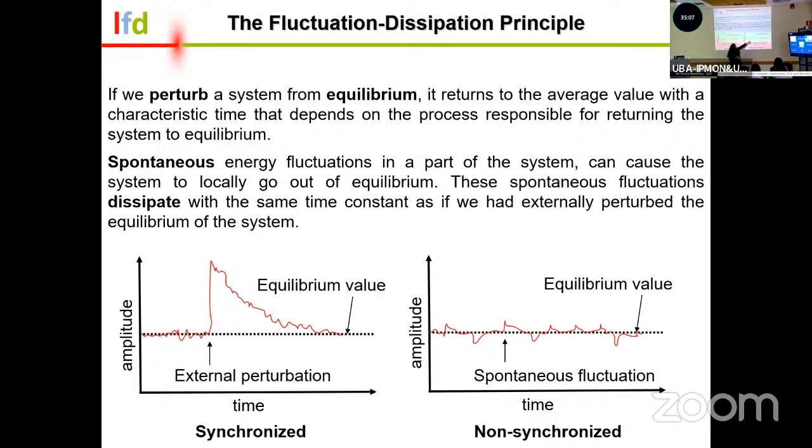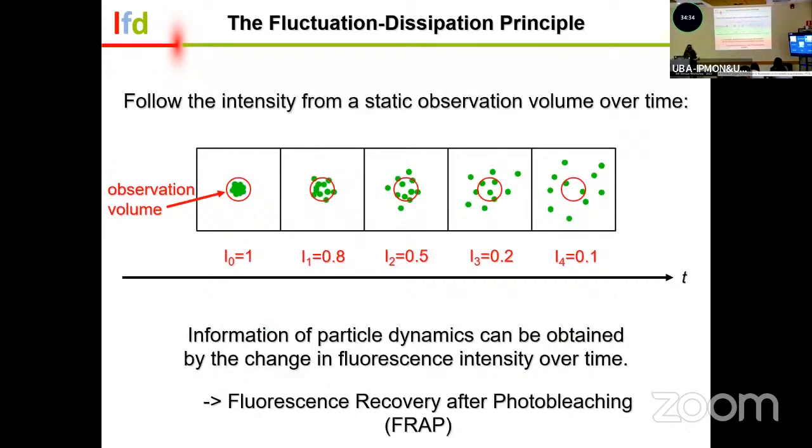So this is spontaneous fluctuation, and then as a function of time, they will return back to steady state. And this fluctuation in a part of a system can cause a system to locally go out of equilibrium, and these spontaneous fluctuations dissipate at the same time constant as if we had externally perturbed the equilibrium of a system. And this is an important concept because we can actually measure how long it takes for that system to come back down to steady state.